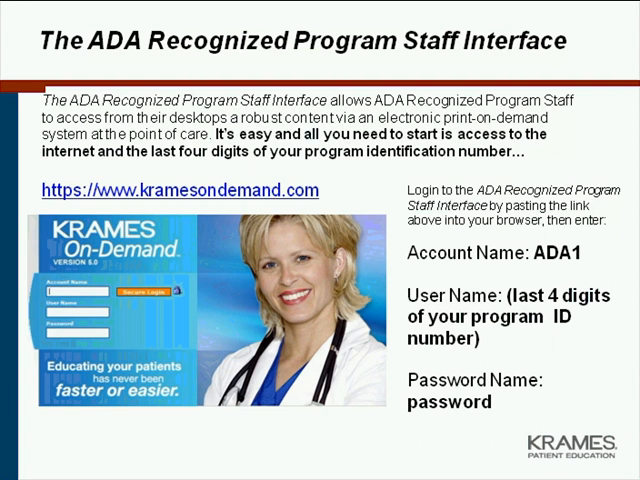To start with, to get access to CRAMES On Demand is very easy. From any computer with internet access, you can go to www.cramesondemand.com. From here, you will see an account name, username, and password. For the account name, you would enter in ADA1. For the username, you would enter the last 4 digits of your program ID number. And for the password, you would just enter the word password.